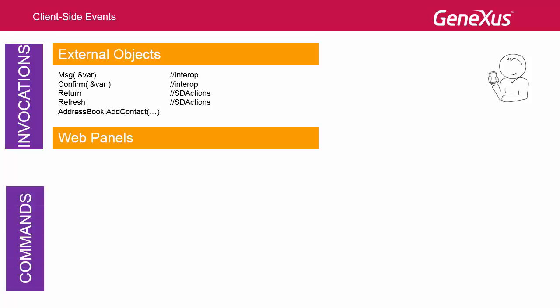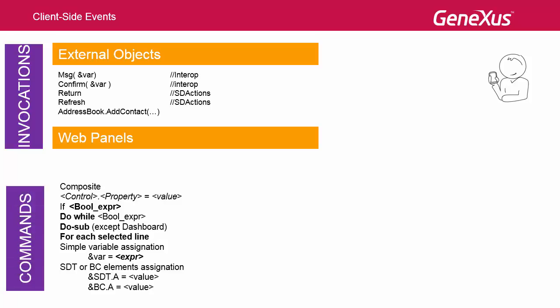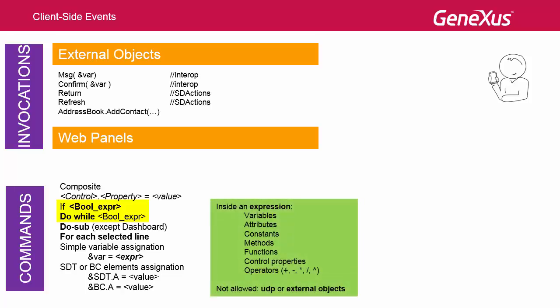As for commands, the accepted ones are shown here. For example, a control can be shown or hidden, and its class can be configured. The control structures if and do while can be used. At the moment, these are not included: for in, do case, and methods such as add of SDTs or business components. These structures now accept Boolean expressions, which may include everything we know, except for UDP invocations or external objects methods.